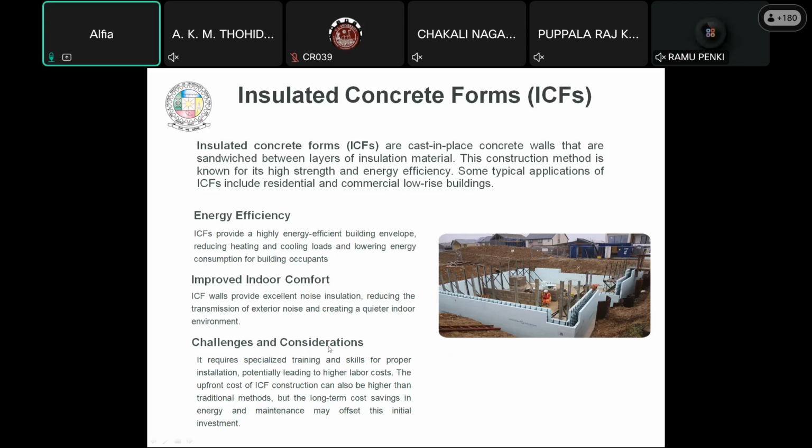But one of the things we have to consider while designing this is the upfront cost of this type of construction. The initial construction cost is higher compared to traditional construction because of the expensive formwork required. Another thing is that specialized installation techniques are required, which normal labor cannot do. But in terms of long-term cost savings, in terms of energy and maintenance cost, these perform far better compared to traditional concrete structures.